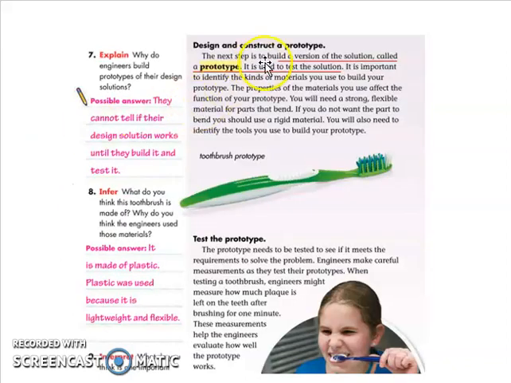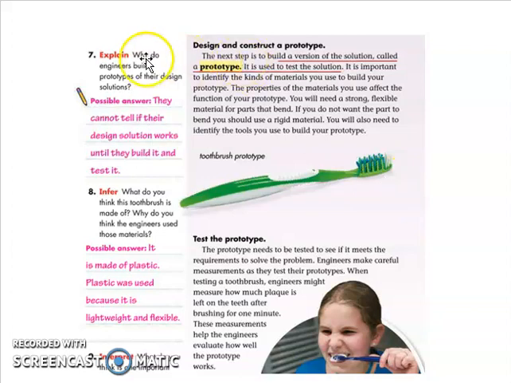Now let's proceed to the next slide. After choosing one solution, you need to make a prototype. A prototype is an example of your product. This is the first sample of your product. That is a prototype. A prototype is a version of the solution. Okay, in science we call it prototype, or the first example that you made to test. Okay, then this will help you to know if your product is effective or not effective.